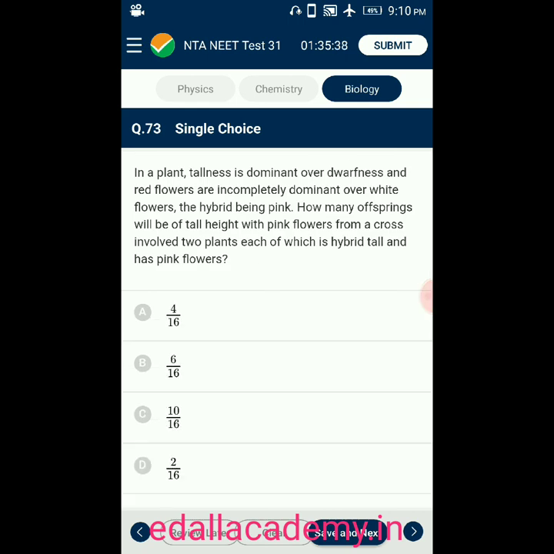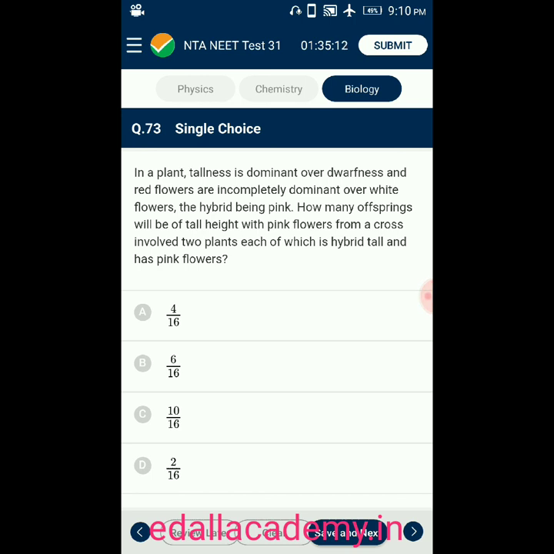Question number 73. In a plant, tallness is dominant over dwarfness and red flowers are incompletely dominant over white flowers, the hybrid being pink. How many offsprings will be of tall height with pink flowers from a cross involving two plants each of which is hybrid tall and has pink flowers?